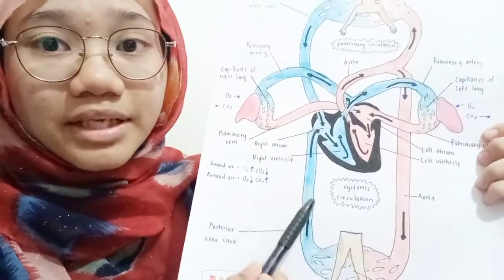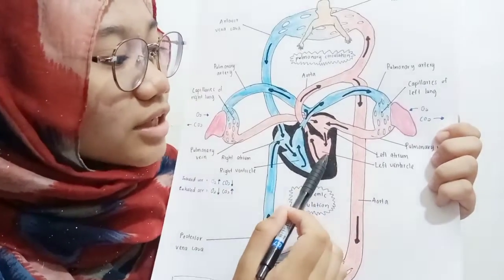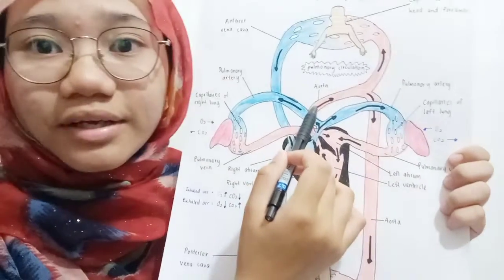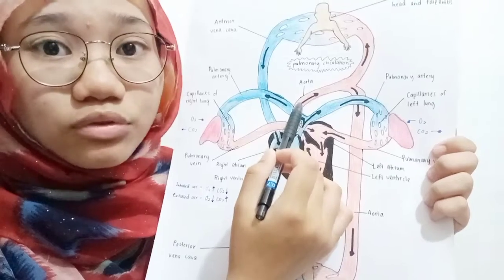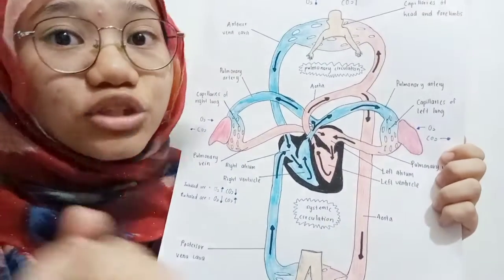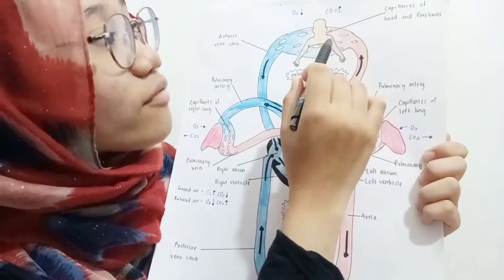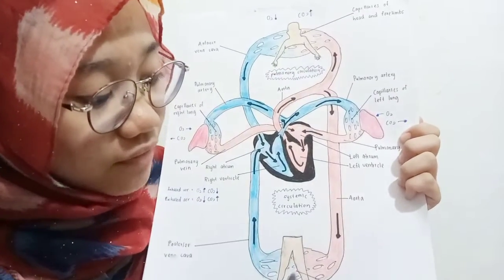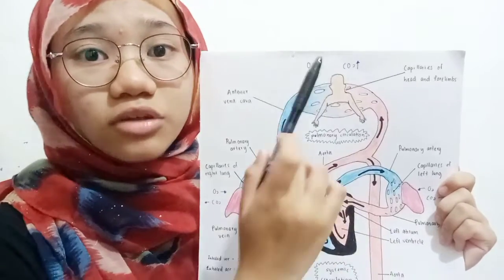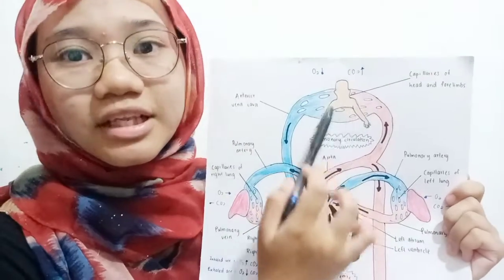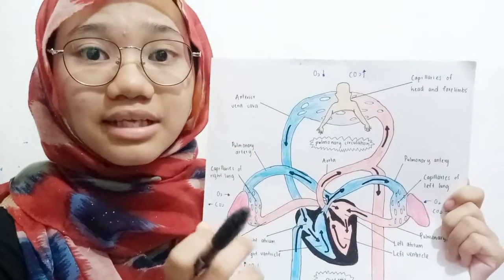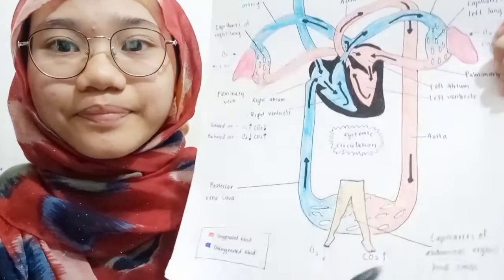In the systemic circulation, the left ventricle pumps oxygenated blood into the main artery, which is the aorta. Oxygenated blood flows from the main artery to larger and smaller arteries and into the capillaries of the head and forelimbs and the capillaries of abdominal organs and hind limbs. There, the blood drops off oxygen, nutrients, and other important substances and picks up carbon dioxide and waste products.